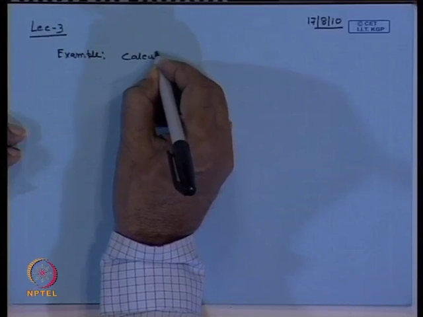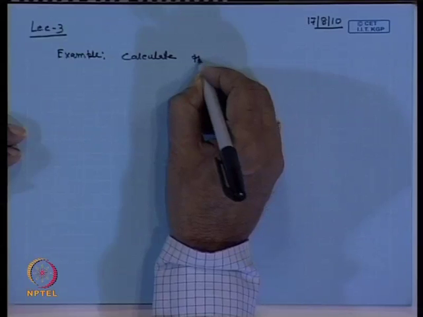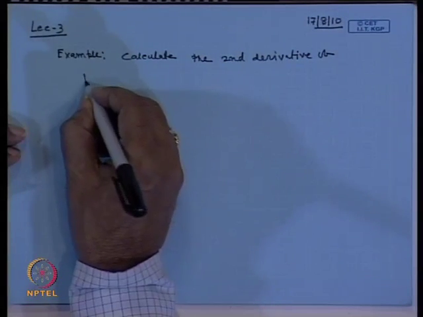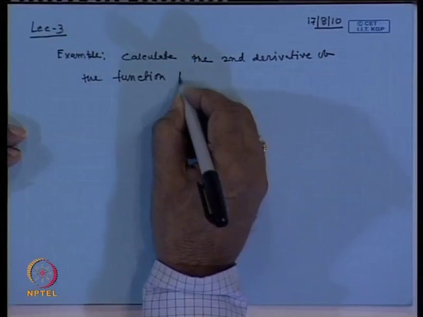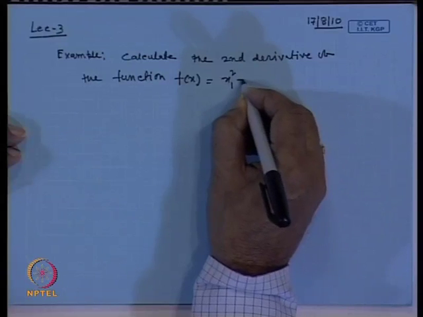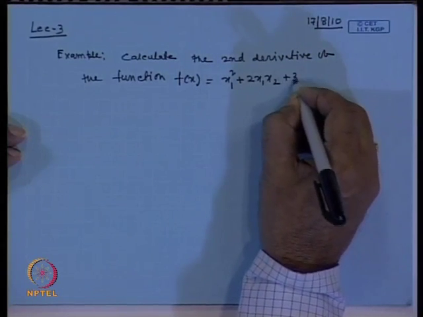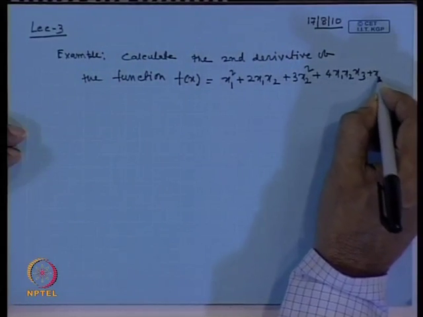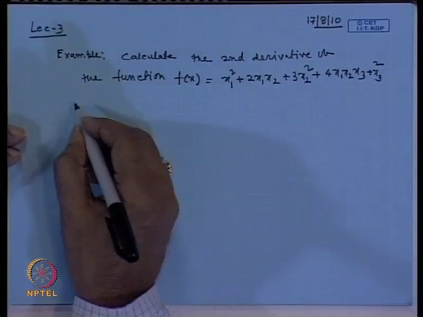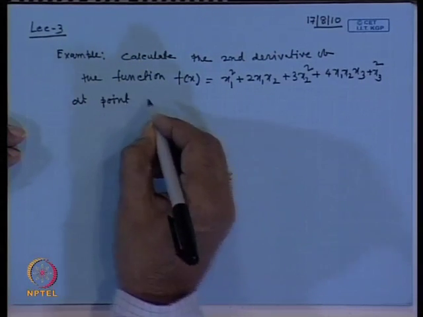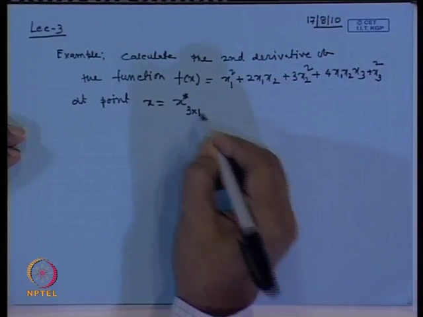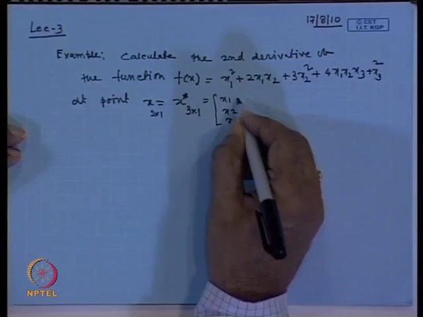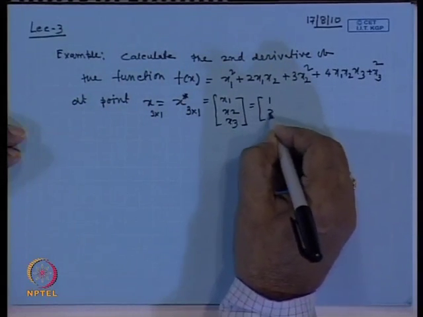calculate the second derivative of the function f of x is equal to x 1 square plus twice x 1 x 2 plus 3 x 2 square plus 4 x 1 x 2 x 3 plus x 3 cube. Calculate the second derivative of the function at point x is equal to x star, here the dimension of x is 3 cross 1, okay. That means, this has x 1, x 2 and x 3, and these values are given as 1, 2, 0.